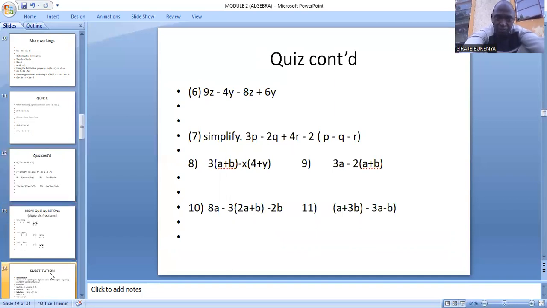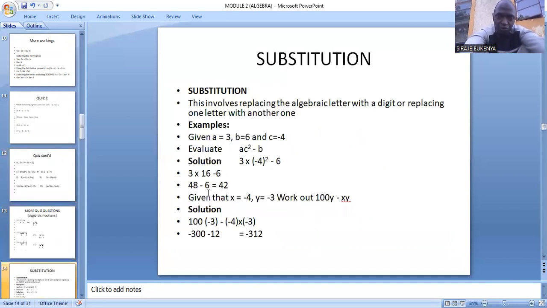Then the substitution. How do you substitute? Substitution means you're replacing a letter with a digit, or you are trying to replace a digit with another digit, for example. If you're given A is equal to 3, B is equal to 6, and C is equal to -1, they tell us evaluate 3C square minus B, which means A has become a 3, then -4 in brackets, square minus 6. And then when you simplify this, you get your answer as 48 minus 6, which is 42.